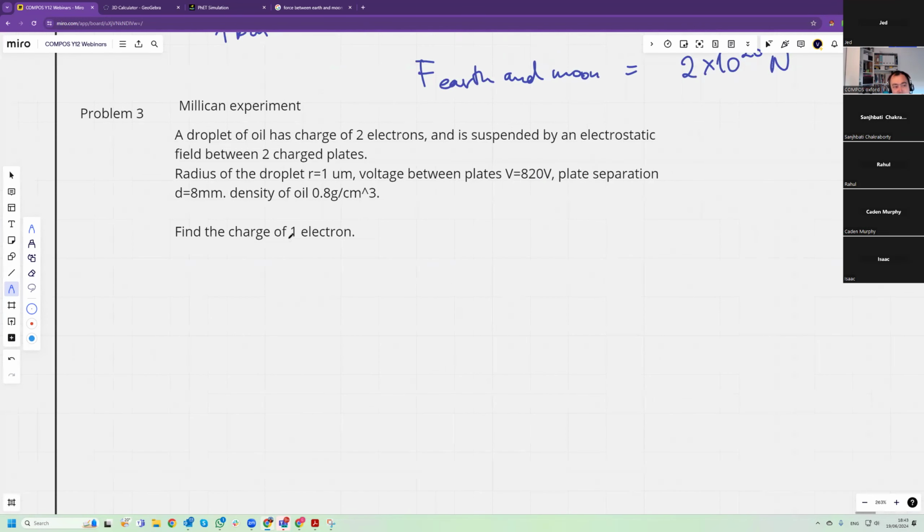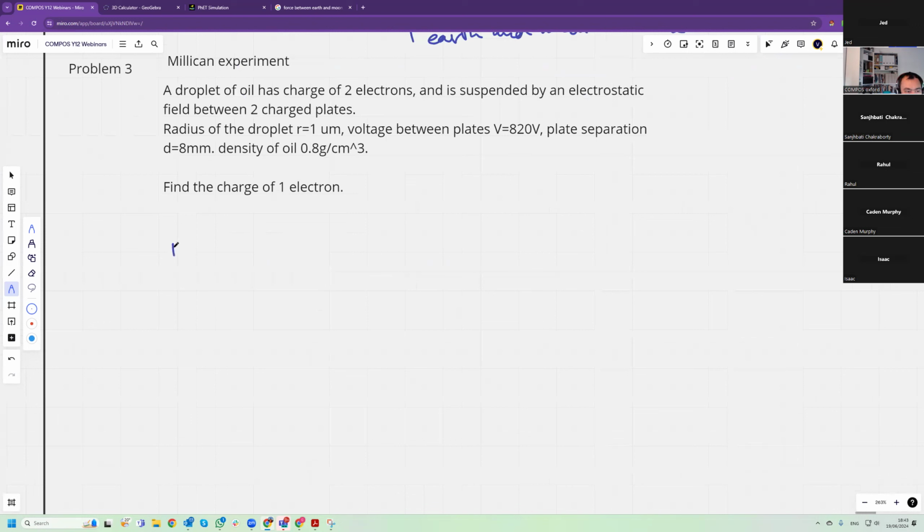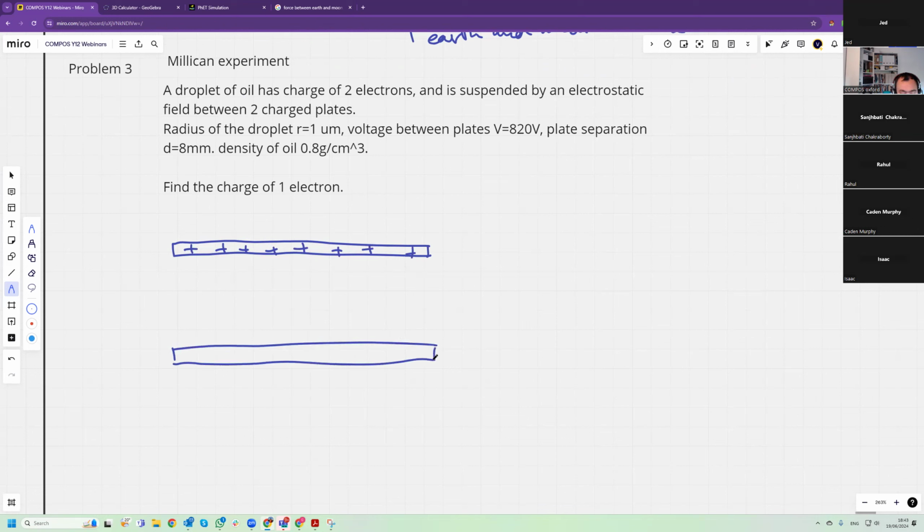Okay, problem 3. It's a Millikan experiment. Millikan was the first one to deduce the charge of an electron. He actually measured the charge of an electron. What he did, he had 2 plates. A positive plate, I'm simplifying, and a negative plate. And as you know from GCSE, there's an electrostatic field between them.